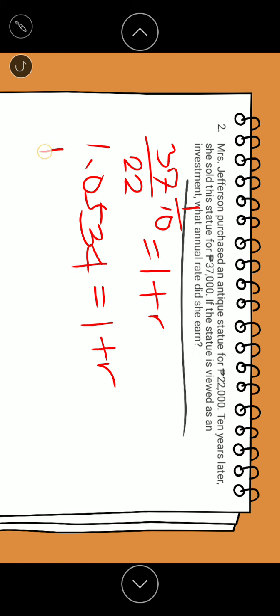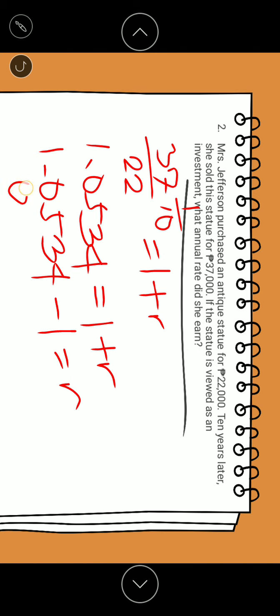So we have 1.0534 minus 1, since we transpose it to the other side, equals R. So 1.0534 minus 1, we have 0.0534 equals R, or the interest rate.